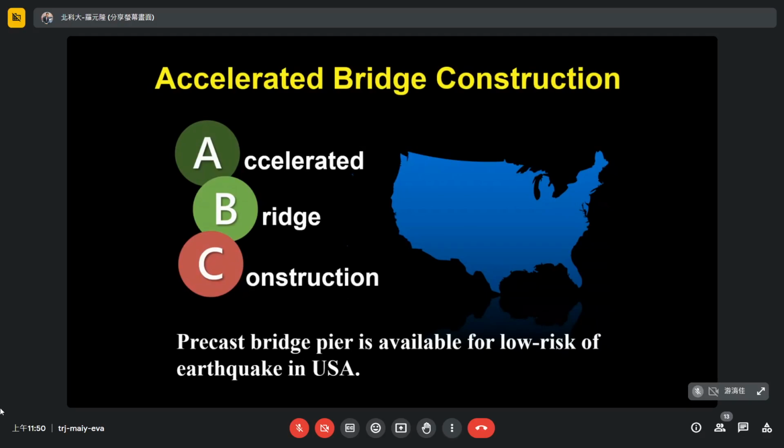I think ABC is very famous and very popular in the United States. However, in the United States, the precast bridge pier is available only for low risk areas. As we can see, in Taiwan there is no place that belongs to low earthquake risk. So we have a further study about how to apply ABC in Taiwan.